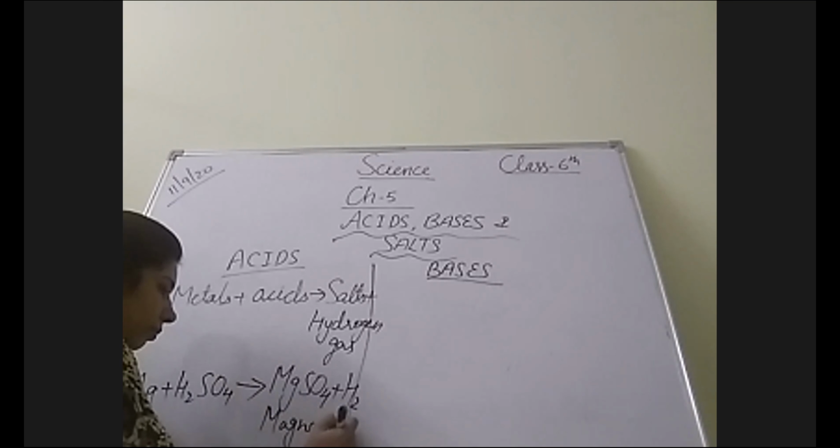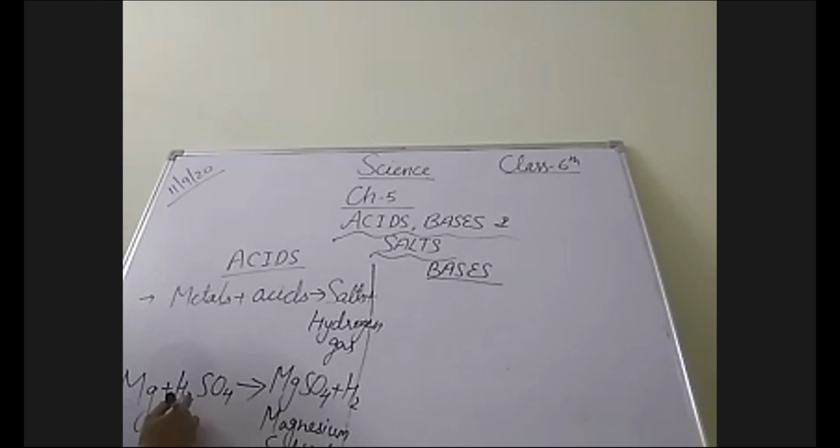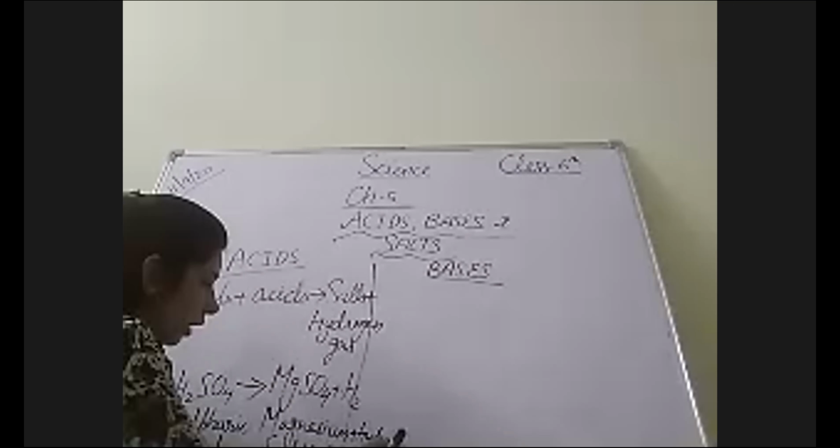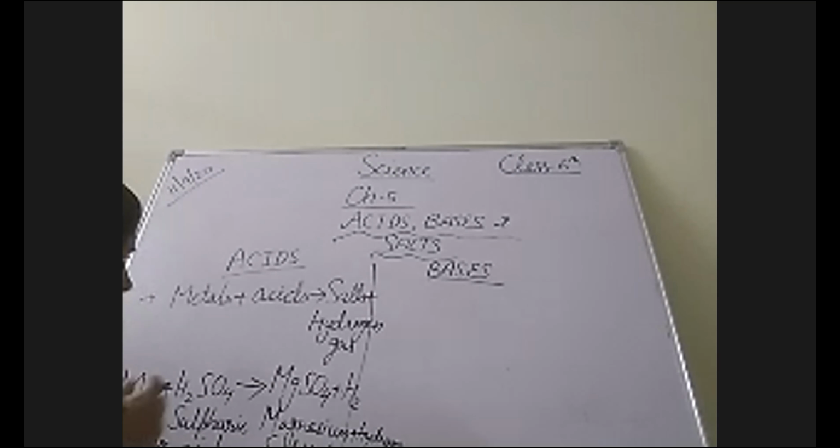What is this? This is magnesium sulfate. This is sulfuric acid, which is a mineral acid. This is magnesium. And plus, what is formed? Hydrogen. H2 means hydrogen gas. One more example I will provide you for this.